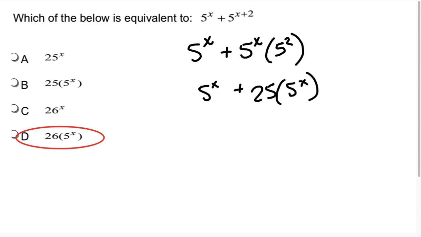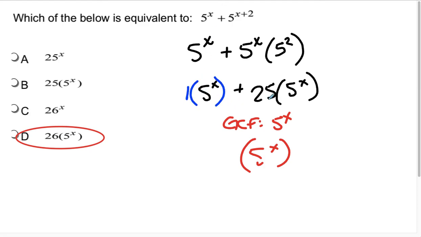So same idea. This becomes your GCF. So we want to factor out our GCF and we want to figure out what's left. There's 1 here and then plus 25 here. So 1 plus 25 is 26. So this is 26 times 5 to the power of x.